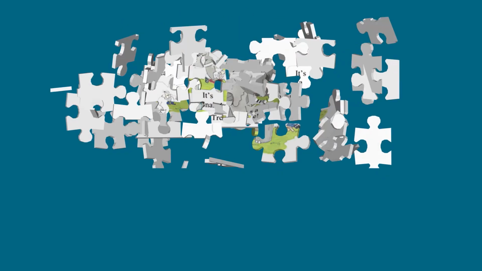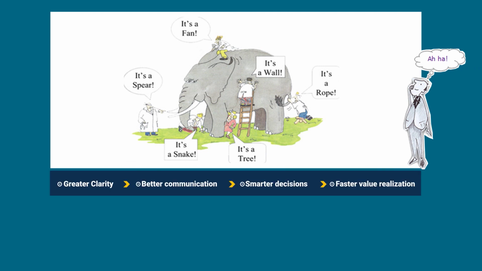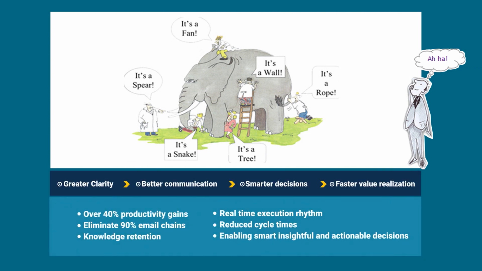Colabus is the most comprehensive solution in the market, providing collaboration intelligence to management, helping them get the whole picture faster, ensuring better decisions. Teams have seen over 40% productivity improvements and elimination of over 90% internal email chains. Organizations benefit from reduced cycle time and real-time execution rhythm, delivering real business impact.